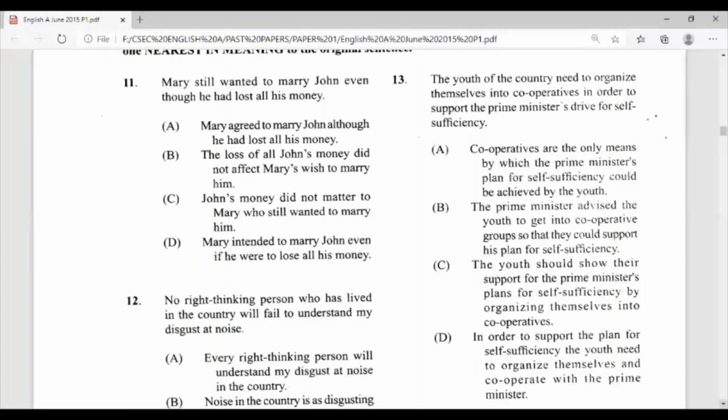In order to support the plan for self-sufficiency, not bad. The youth need to organize themselves and cooperate. Okay, so to cooperate and to form cooperatives are two different things. So D would be off, and we're sticking with C. 14.